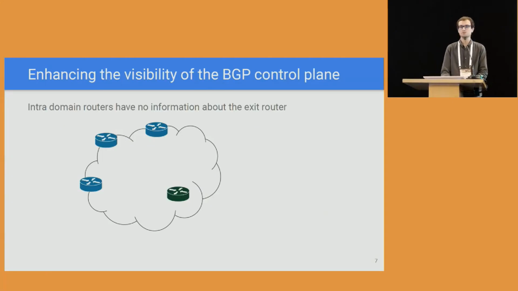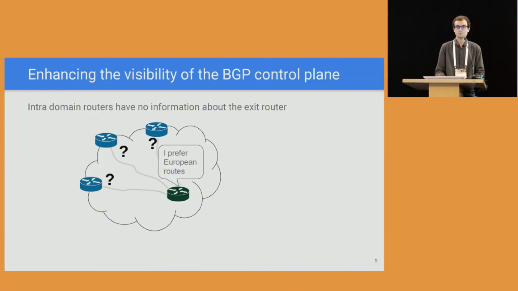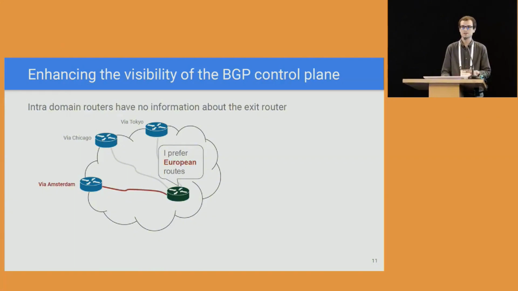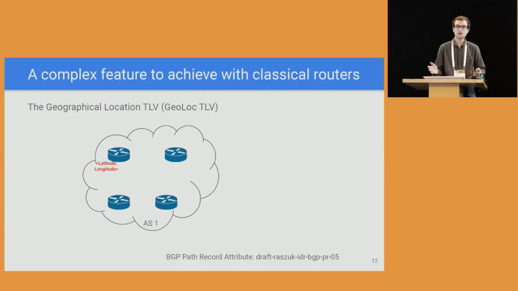For example, if I would like to add a simple functionality to enhance the visibility of the BGP control plane, this is really complex. If I have intra-domain routers that would like to prefer, for example, European routes among the others, I have no clue. I agree that you can do this with BGP communities, but it is really cumbersome, and you have to add a lot of configuration on all the routers of your network. This is why a draft was proposed in 2016, which simply adds a new BGP attribute with the latitude and longitude of the router that receives the route.